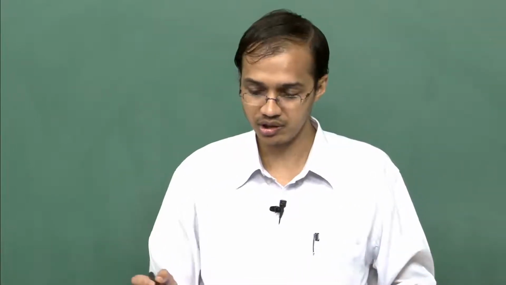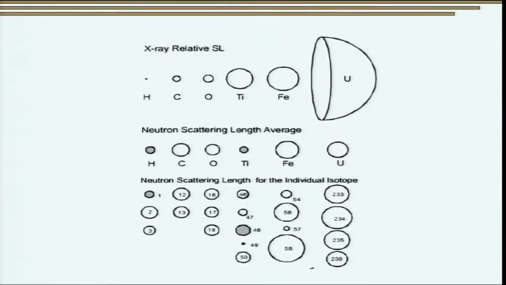Similar information is presented in a very nice way over here. We can see here the X-ray relative scattering length. We see hydrogen is small, carbon bigger as it moves as a function of Z. However, when we look at neutrons, we see that there is no one-to-one correspondence between Z, that is atomic number, and the scattering length. And we can easily separate out adjoining elements.